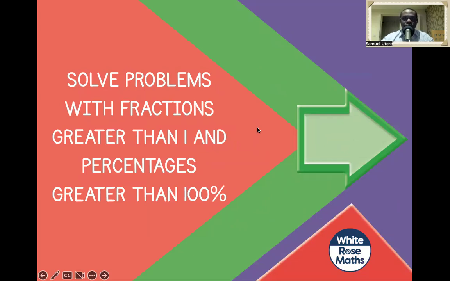In your previous lesson, you learned how to find different percentages of amounts using a calculator. This is going to be your last lesson of Block 3. In today's lesson, you're going to learn how to solve problems with fractions greater than 1 and percentages greater than 100. So it's a very interesting lesson. When you hear numbers like 125% of an amount, how do you think about this number and how do you work things out?